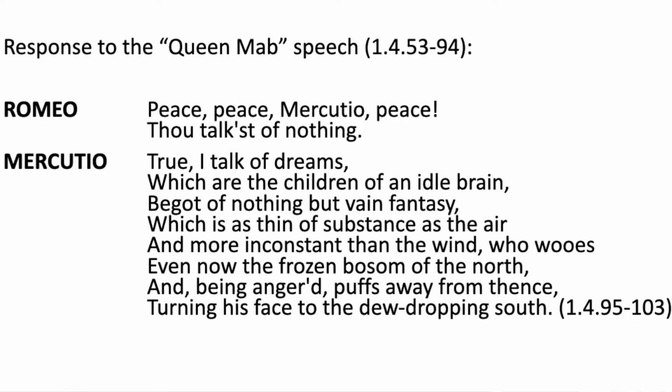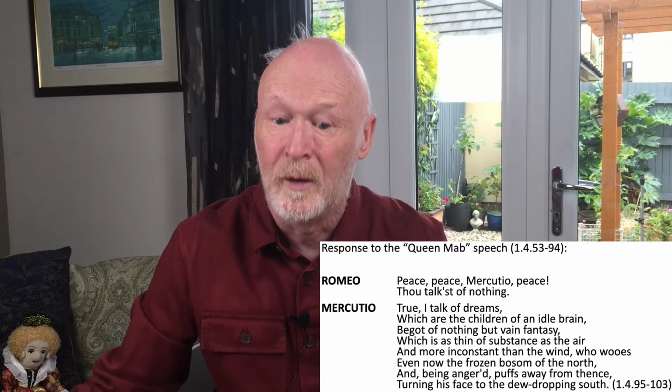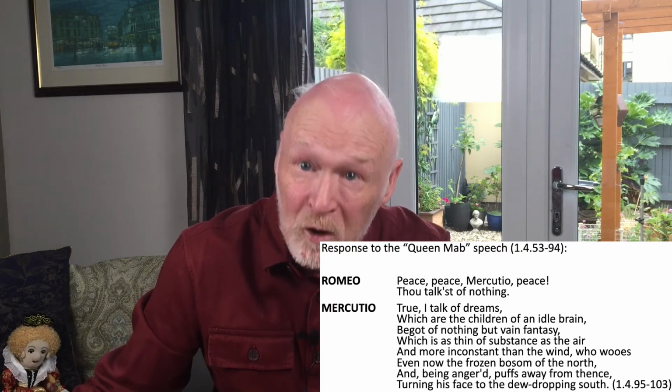just as Romeo interrupts. Romeo says, "Peace, Mercutio, peace, thou talk'st of nothing." "True, I talk of dreams, which are the children of an idle brain, begot of nothing but vain fantasy." It's basically saying, yeah, you're right, I talk too much. That kind of interaction between the two of them is very, very important. But look out for Mercutio's role and the kind of vocabulary he uses.